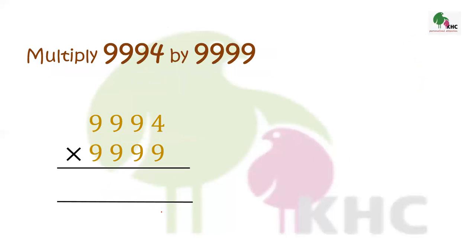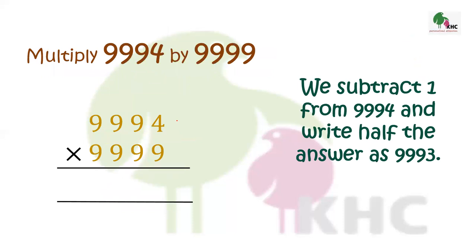Similarly, let us take another example. In this example, you see that the number of digits are same. So what was the trick? You subtract 1 from the given number other than the number containing series of nines. So you subtract 1 from 9994, which will give you 9993 as the first part of your answer.